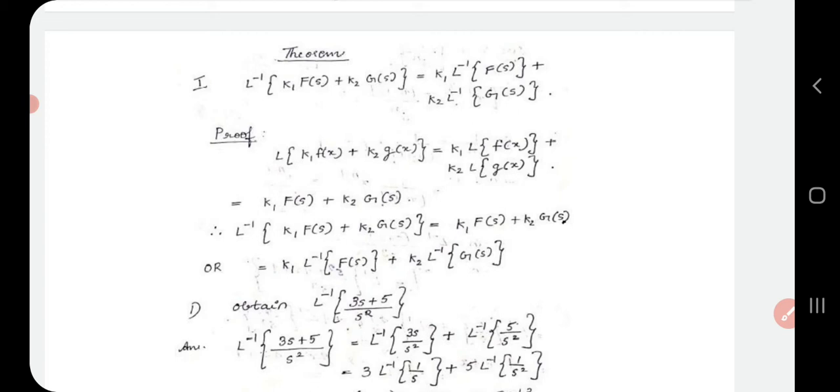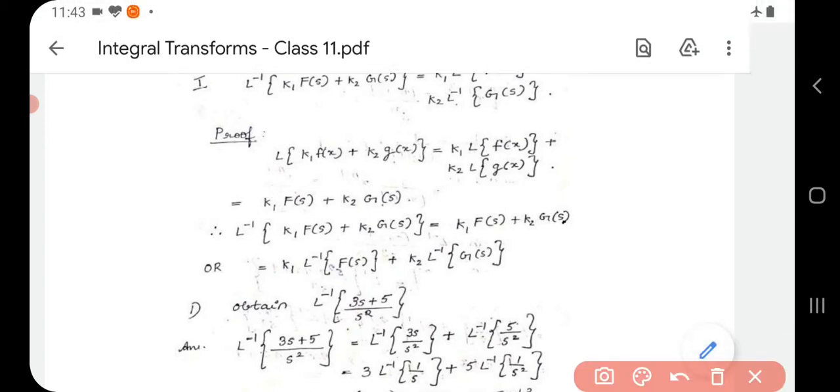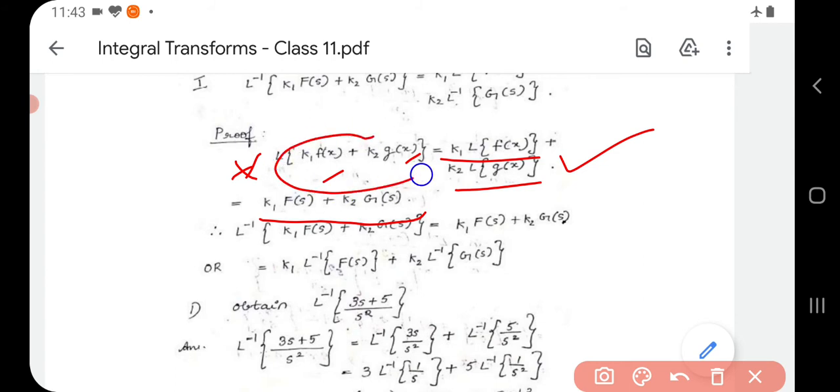So this was a theorem that you have studied in Laplace transform. You have two functions, the sum of the two functions, and each function multiplied with a constant, say k1 and k2. This one, that is k1 f of s plus k2 g of s. Now L inverse of this one will be this.